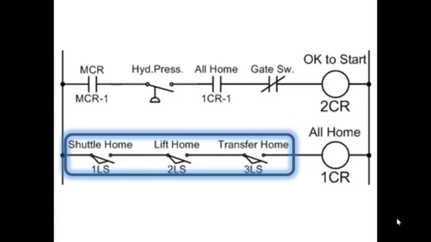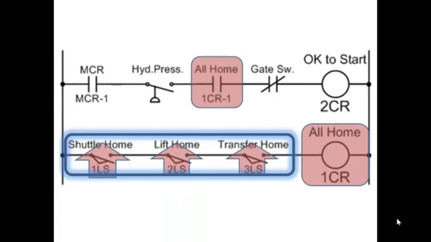So let's assume that all three of these switches have been closed because all three of the axes of motion, and they're probably hydraulic cylinders, are all back in what's called the home or the home start position. Because remember, this is part of our okay to start logic, okay to start up the machine. So when all three limit switches are closed, that energizes 1CR, and that closes the normally open contact 1CR-1.